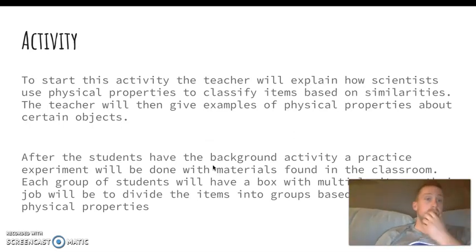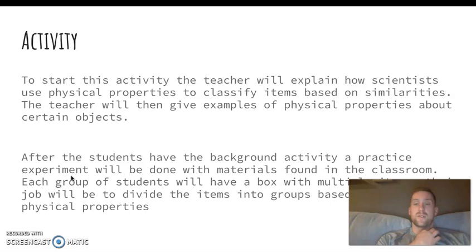An activity to go with this standard. To start, the teacher will explain how scientists use physical properties to classify items based on similarities. Before they get going, the teacher will give examples of physical properties about certain objects and show how they can be compared and contrasted. When the students have this background information, a practice activity/experiment will be done with materials found in the classroom.